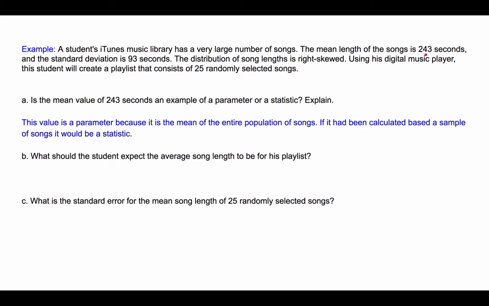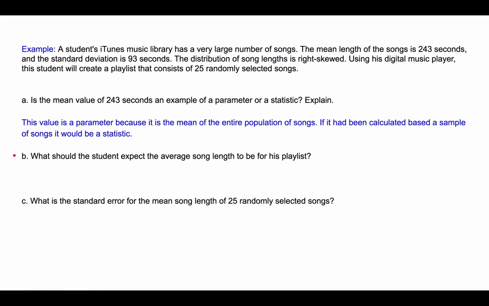Well, what does this mean? It means that what we have here of 243 is a parameter because you're being told that it's the mean of this entire group of all the songs. If we had made this calculation based on just taking the 25 randomly selected songs and then finding the mean, then we would have had a statistic.